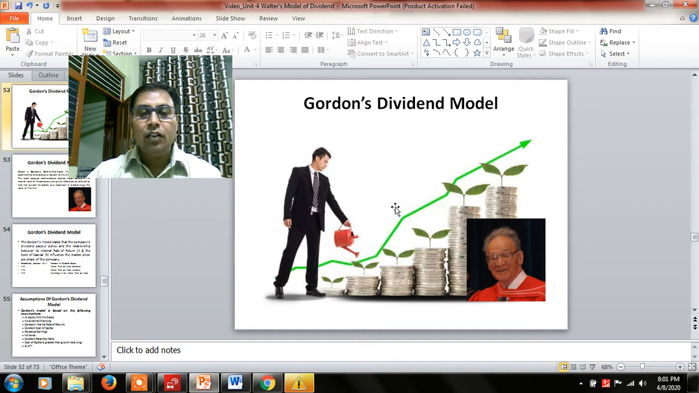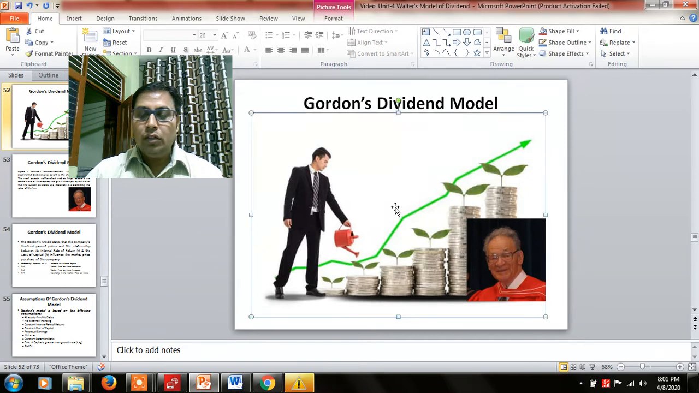In Gordon's dividend model, as you are going to see in the picture on the screen, if you're running a business and the earnings from the business are reinvested in the business again, instead of being distributed among the shareholders as a dividend, it will make the business grow.